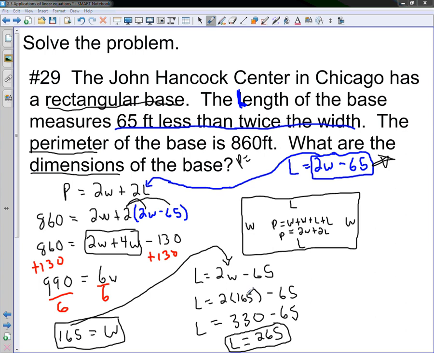Okay, sorry, I accidentally hit the pause button and solved the problem, but notice that we just multiplied 2 times 165 to give us the 330, subtracted the 65, and then got our final answer. So when solving this problem, notice that we started with drawing the picture, labeling the parts, identifying what perimeter was, getting the formula for perimeter, and then started plugging in our information that we knew.